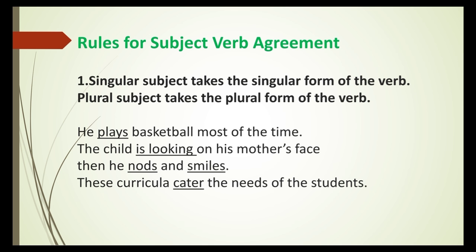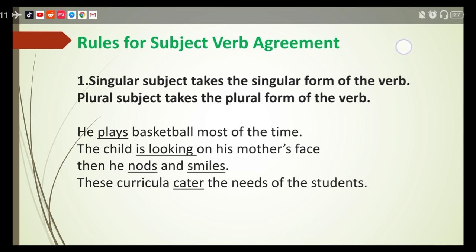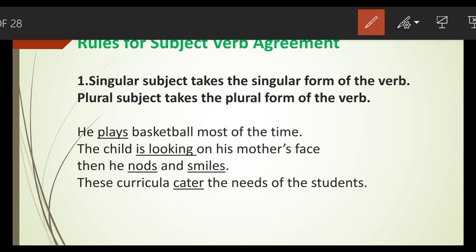So, ganito yung example. He plays basketball most of the time. So, ilan ba yung he? So, kailangan kasi alam mong i-identify kung ilan ba yung subject. So, dito ang subject natin ay he. So, ilan ba yung he? Sa Tagalog yan ay siya. Isa lang yon, isa lang. So, singular. He plays basketball most of the time.